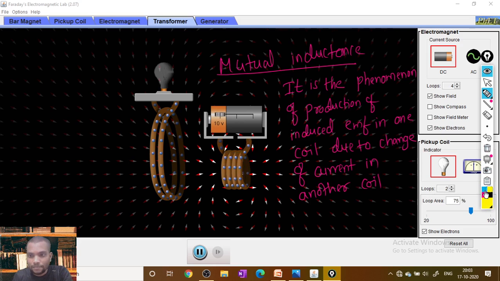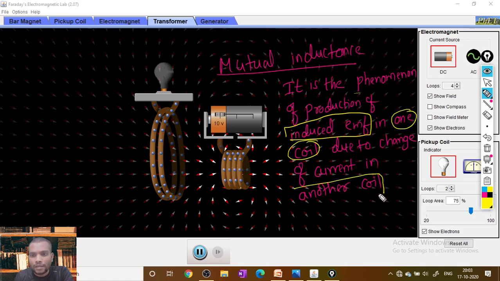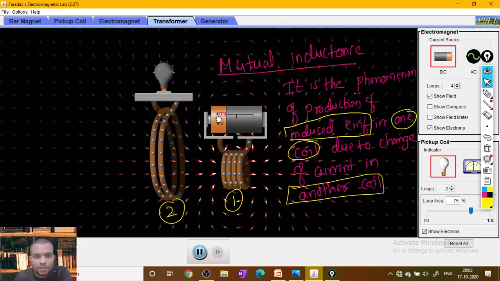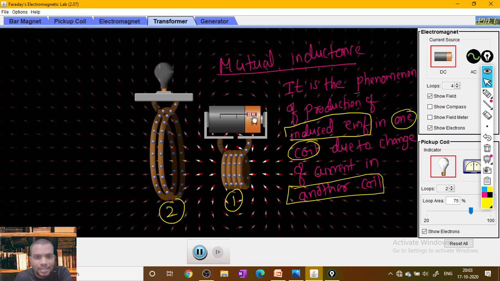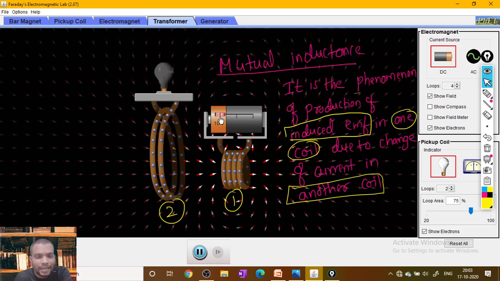So let's see the definition. It is the phenomenon of production of induced EMF in one coil due to change in current in another coil. It means we need to have two coils. So here I can take this is coil 1 and coil 2. If there is a change in current in coil 1, that change in current causes induced EMF in coil 2.